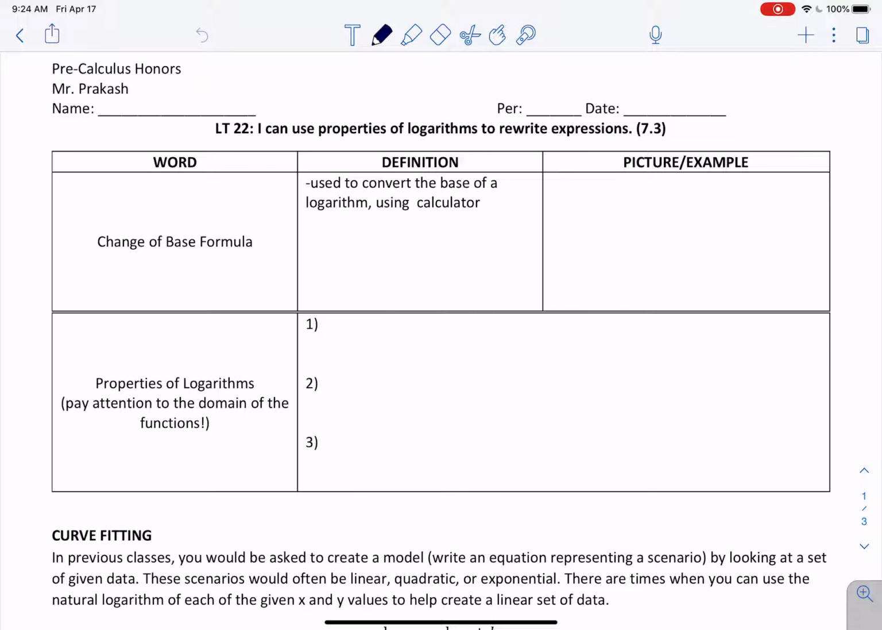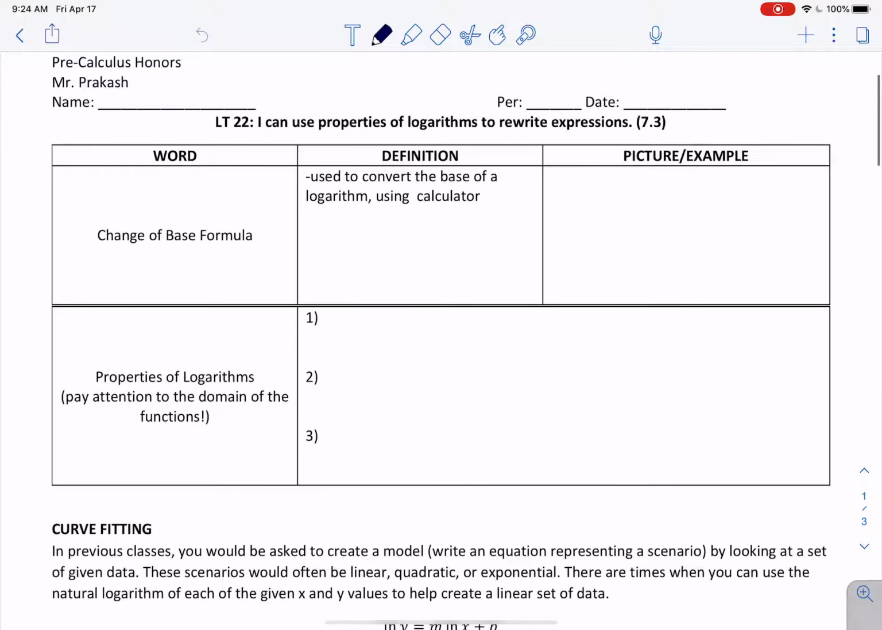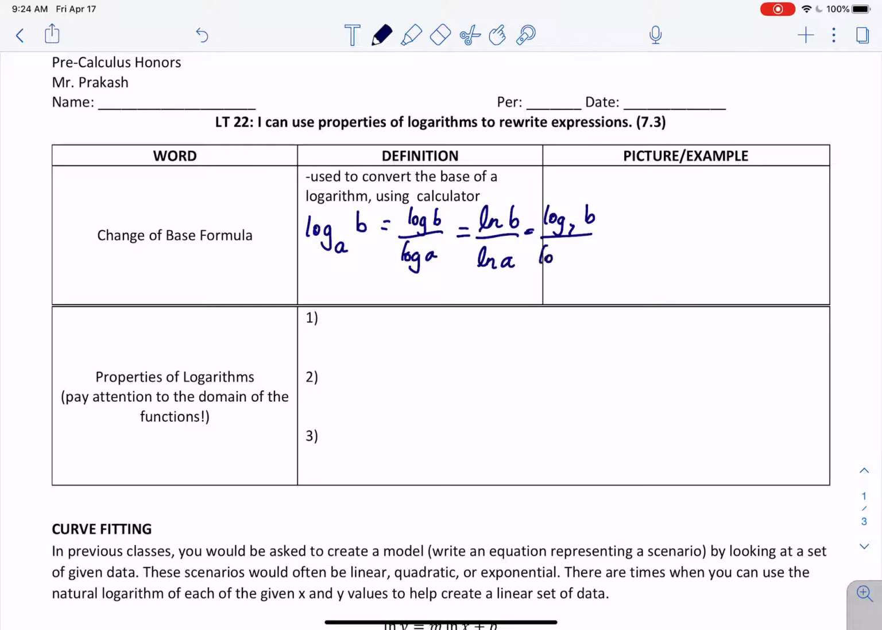And so the change of base formula says that if you have a log of any base, let's say base A of B, then you can write it as log base 10 of B divided by log base 10 of A, or natural log of B divided by natural log of A. In fact, you can make it any log base you want. This could be log base 7 of B divided by log base 7 of A.